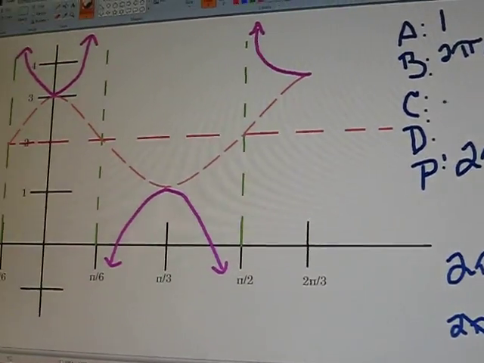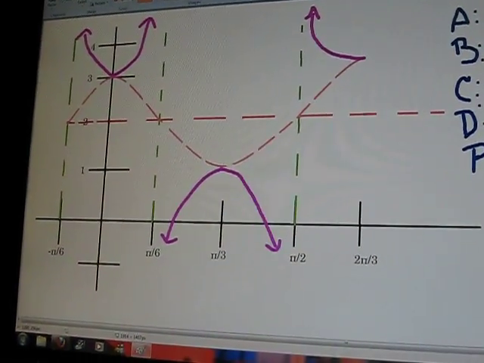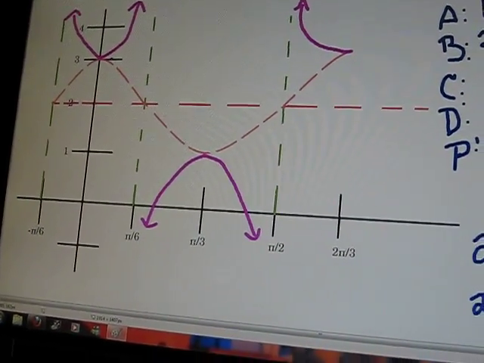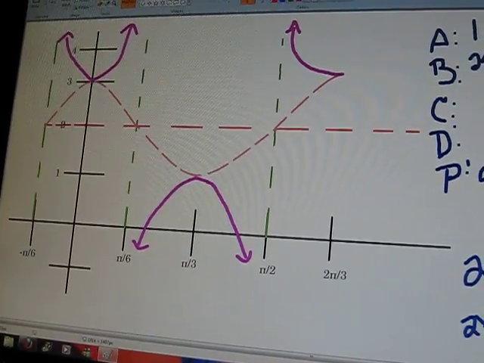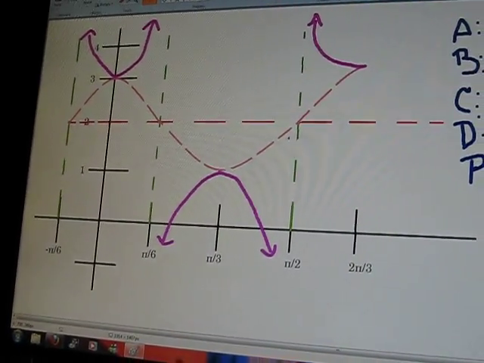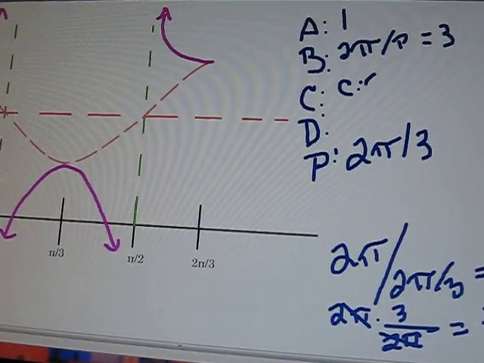Alright. C is the horizontal translation, and cosine starts up at the y-axis, as we all know. So it starts normal, so it has no c. So for cosine, c equals 0.